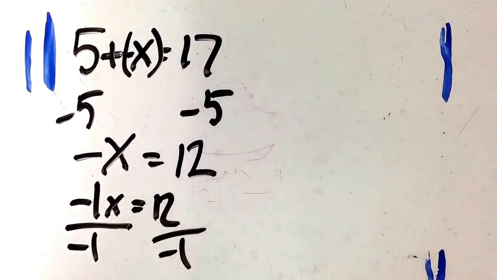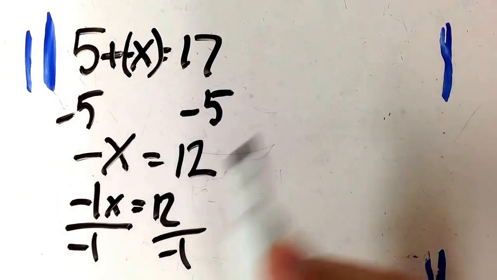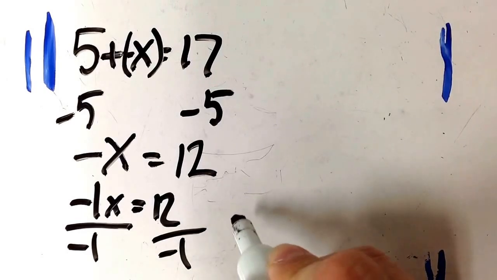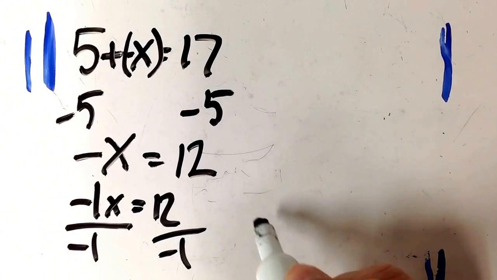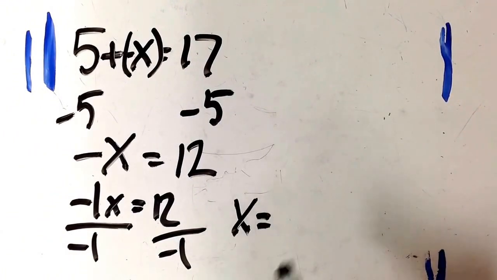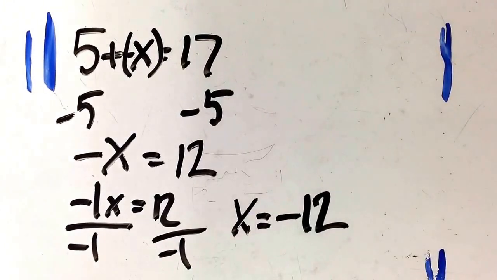So if I were to divide both sides by negative 1, what that would leave me with is negative 1 over negative 1 equals a positive 1. Remember, negative divided by negative is a positive, and any number over itself is equal to 1. So I've got x equals 12 divided by negative 1, or positive divided by negative equals a negative value. So x is going to equal negative 12.